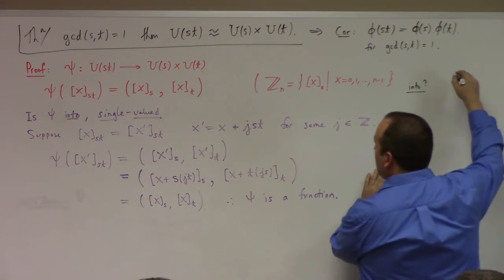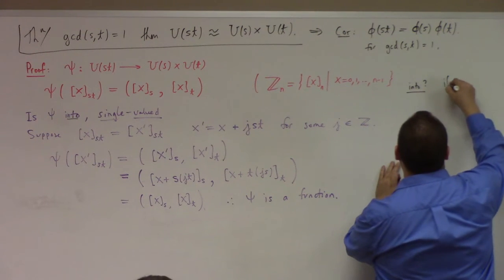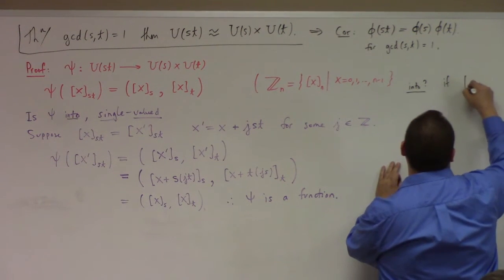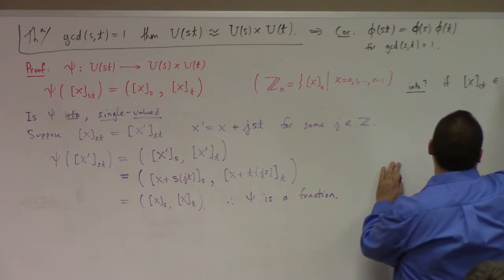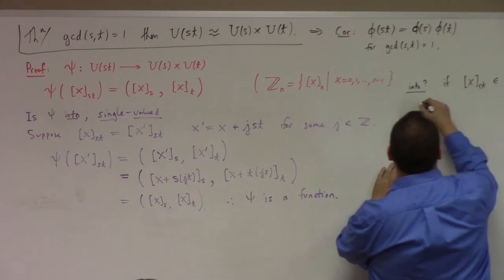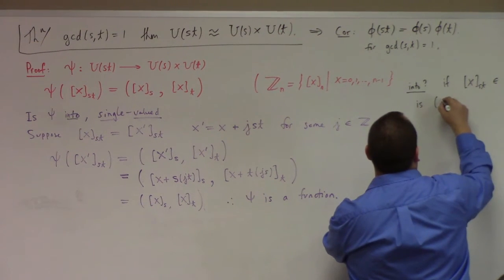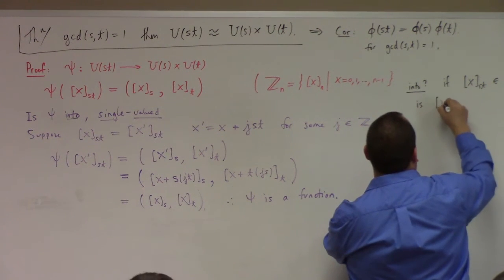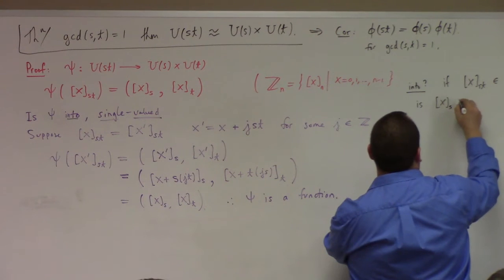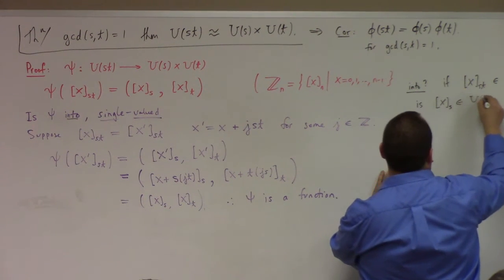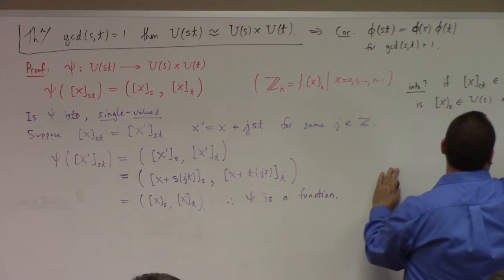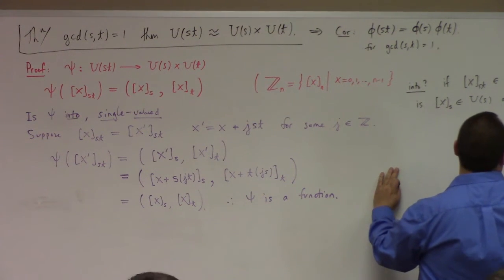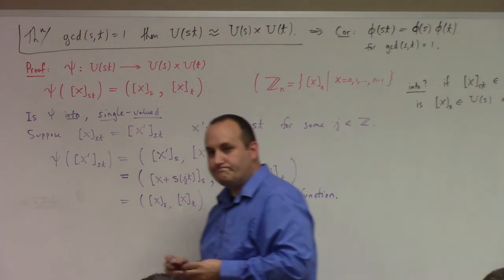In other words, if x sub st is an element of U sub st, is it in fact the case that x sub s is an element of U sub s and x sub t is an element of U sub t? If that's not the case, then we're in trouble, right?